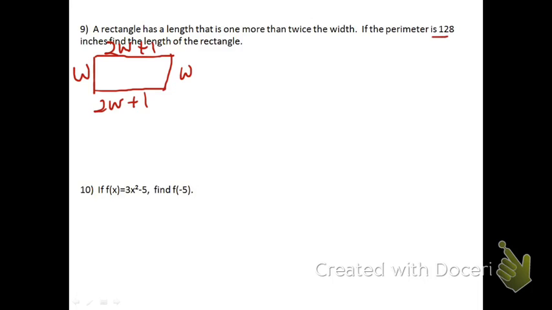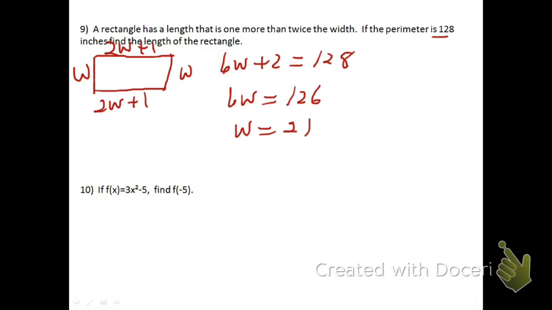The perimeter is 128 inches, so that means the distance around, so we need to add up all the sides, is 128. So I've got 4W plus 2W, that's 6W plus 2 is equal to 128 inches. So 6W is equal to 126, so W is equal to 21.